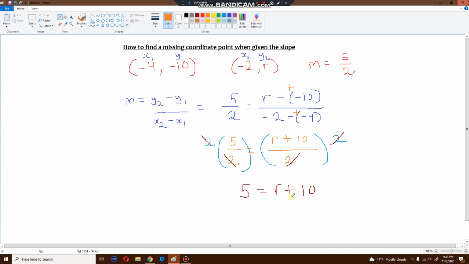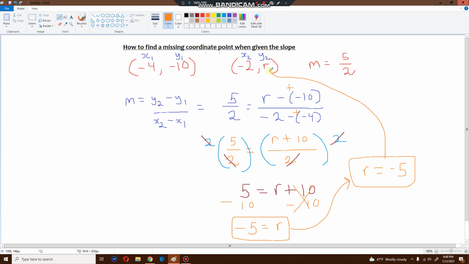Plus 10 is blocking my way, so let's do the opposite of that. Let's do -10 on both sides. Plus 10 minus 10 cancels. That frees my r. And 5 minus 10 is -5. And there we go. That is the answer. I'll write it the other way around. r, the missing coordinate, is -5. And that is how we solve for the missing coordinates when given a slope. Thank you.